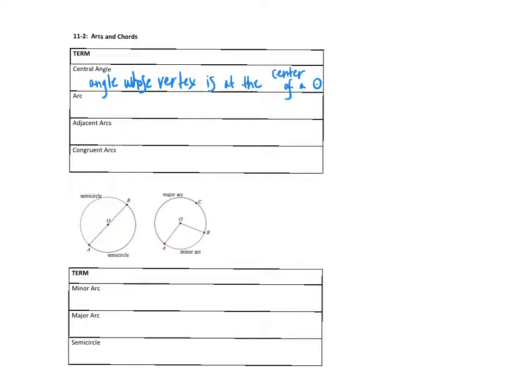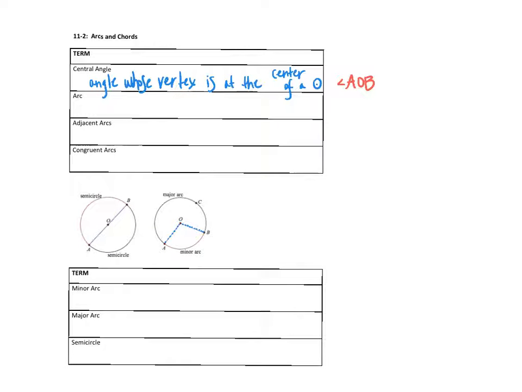So looking below, notice we have an angle here. The center is O, and so we would call this angle AOB, would be a central angle. It's coming from the center.